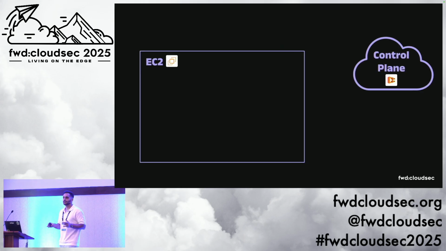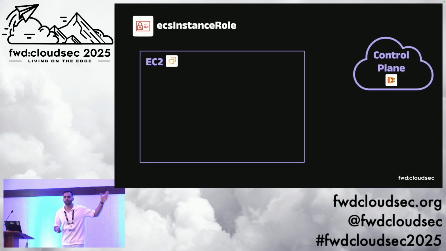Let's zoom in on how ECS over EC2 works. Each EC2 instance is assigned a role called the ECS instance role. This role contains permissions to pull Docker images, send logs to CloudWatch, and many more. Essentially, it's the role that has the basic permissions for ECS to function.